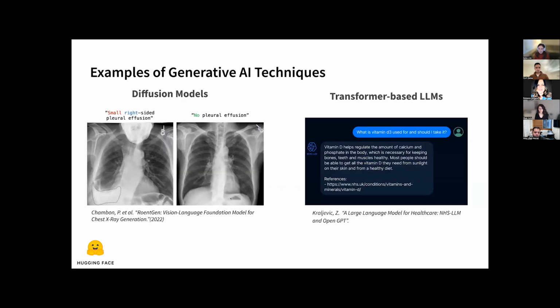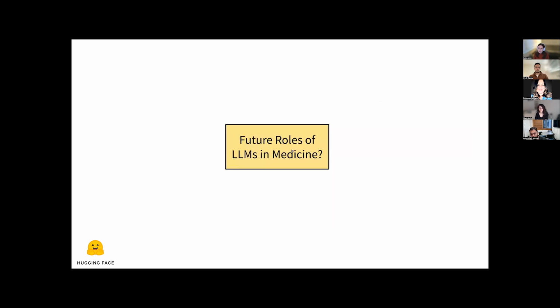And we're seeing a lot of these examples now make their way into medicine as well. So diffusion models, these very capable text-to-image models, are able to take text like "small right-sided pleural effusion" and generate very high-quality medical images that seem very realistic. And then we also have transformer-based LLMs, which is what I'll be focusing on for the rest of my talk. You're able to answer questions that a patient might have, like what is vitamin D3 used for?